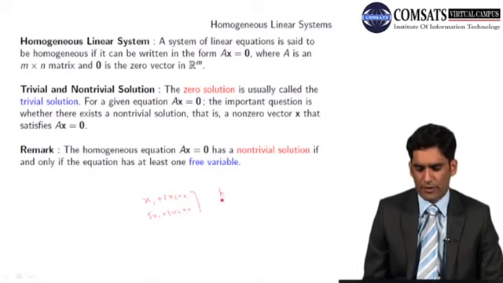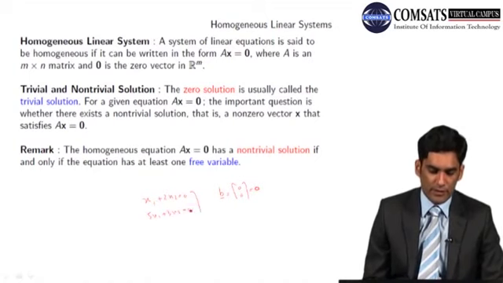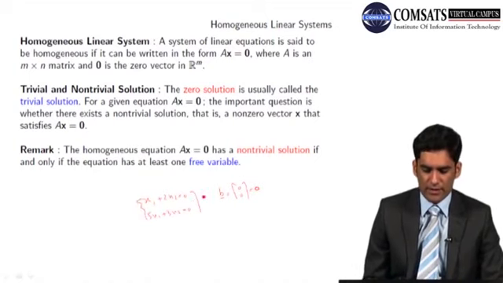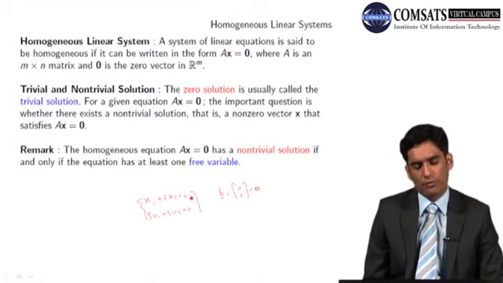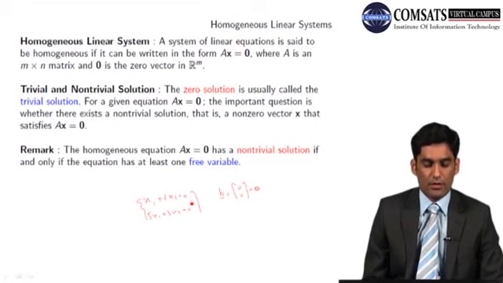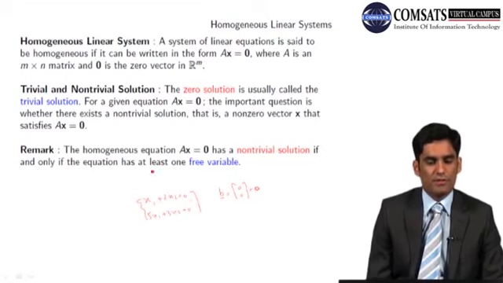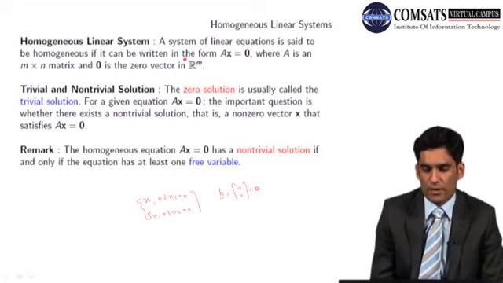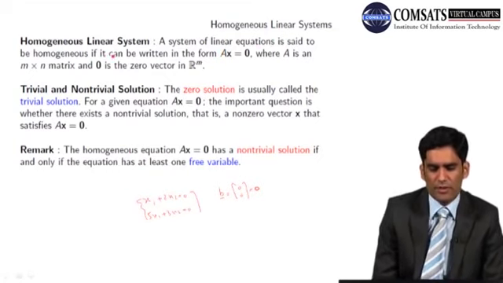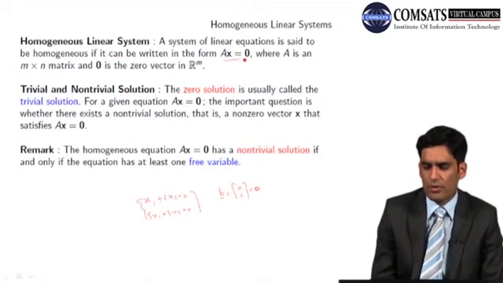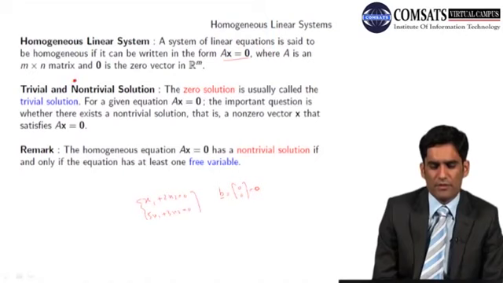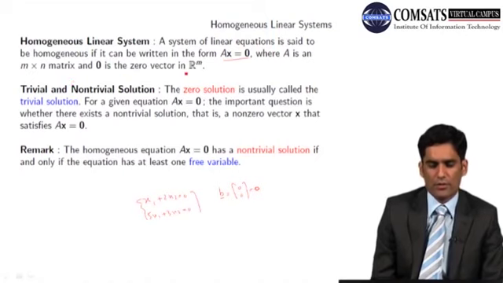In other words, we have B equals null vector 0 0, which we denote by bold 0. So such a system in which each equation's right hand side is 0, we call such a system a homogeneous linear system. So this is the general definition of homogeneous linear system. A system of linear equations is said to be homogeneous if it can be written in the form AX equals 0, where A is an m into n matrix and 0 is the zero vector or null vector of Rm.